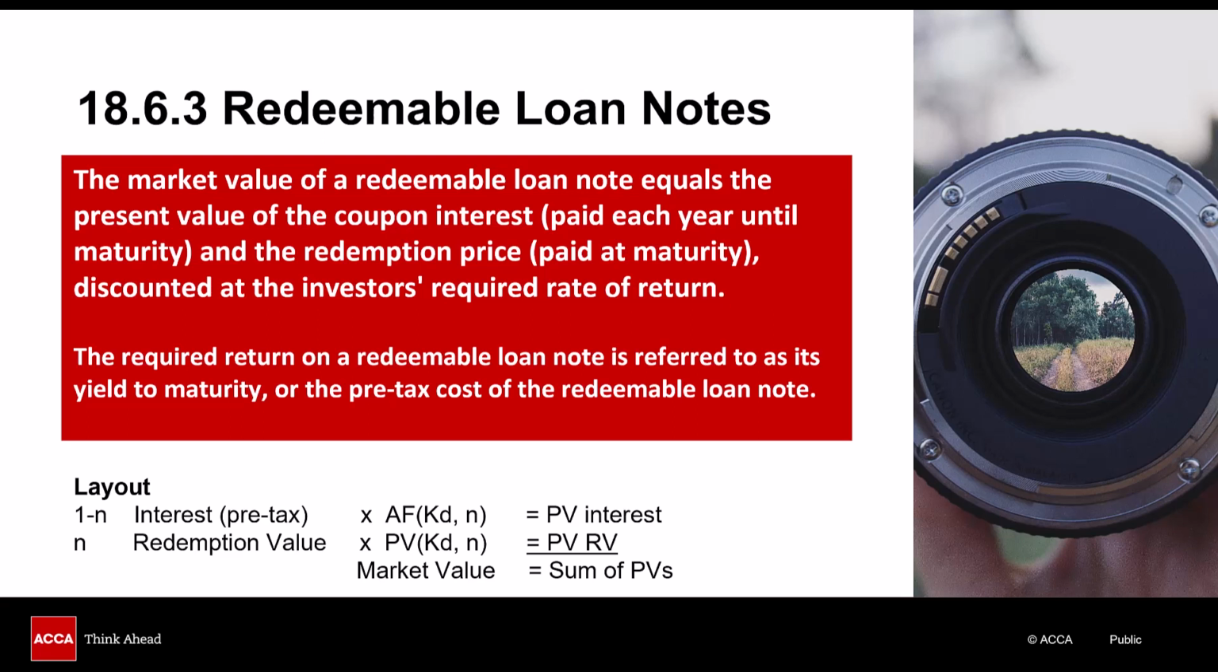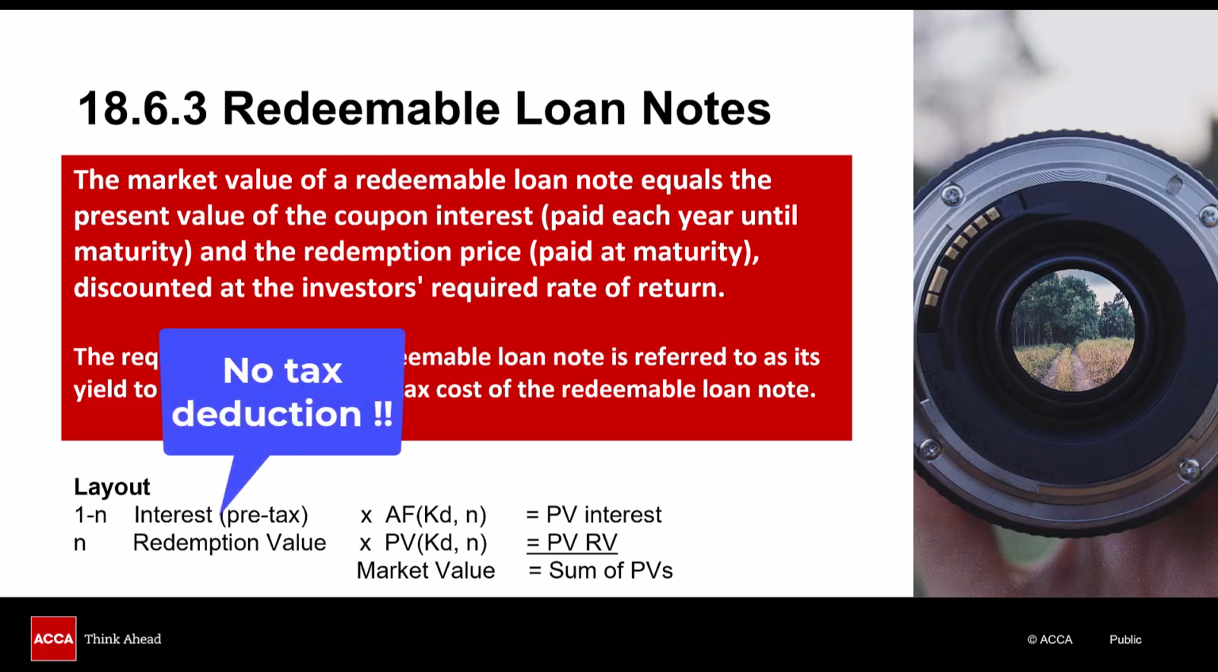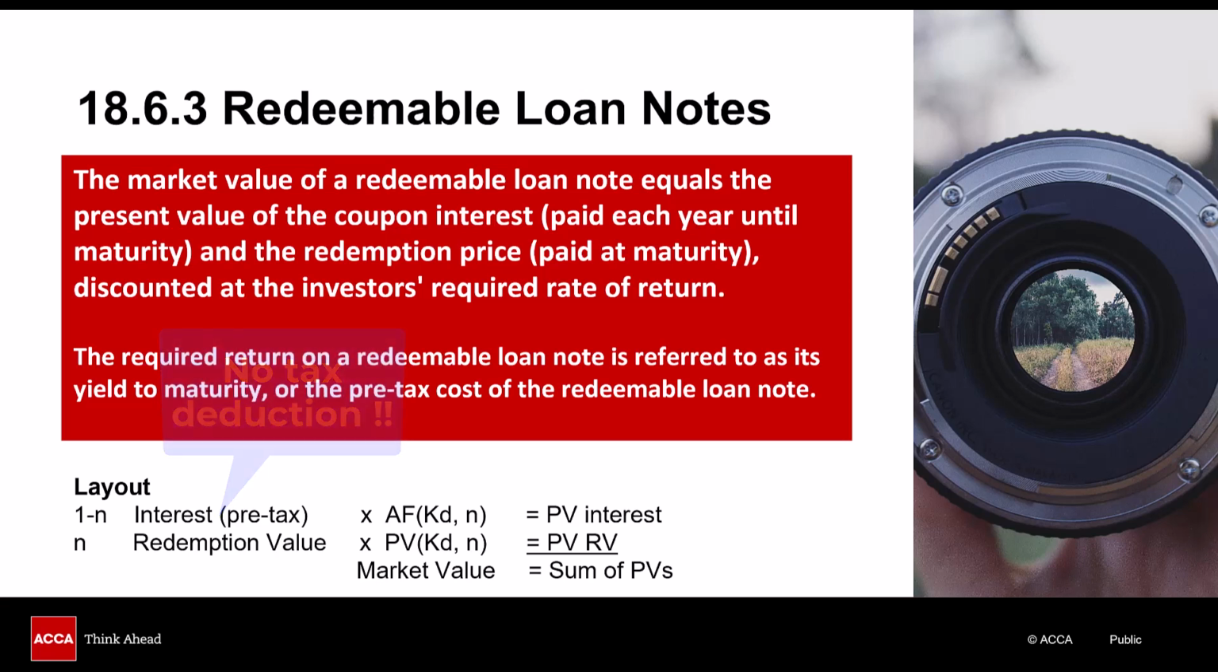So you can see there's a layout there for you. N is the number of years, and therefore from time 1 to N, interest is paid. And we apply an annuity factor to that to get the present value of the interest, because interest is the same each year. And then the N number of years is when we get the redemption value. That's a one-time value, so therefore we times that by the present value factor. We get the present value of the redemption value, and we add that to the present value of the interest, and we get the sum. And that sum is therefore the market value.